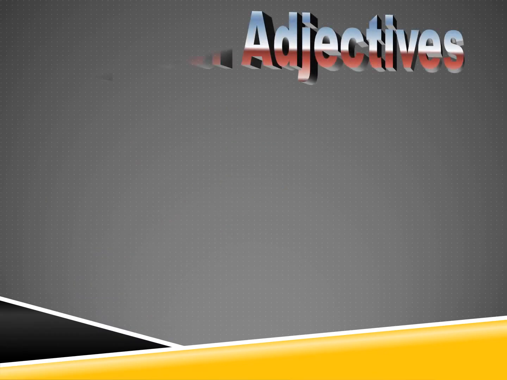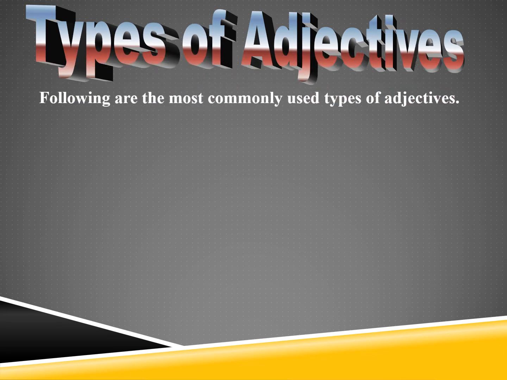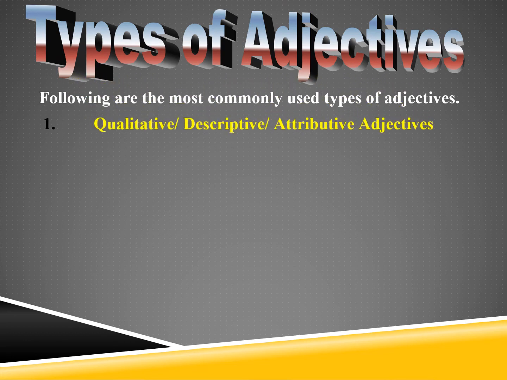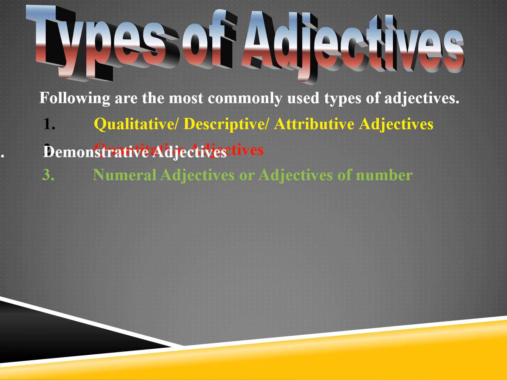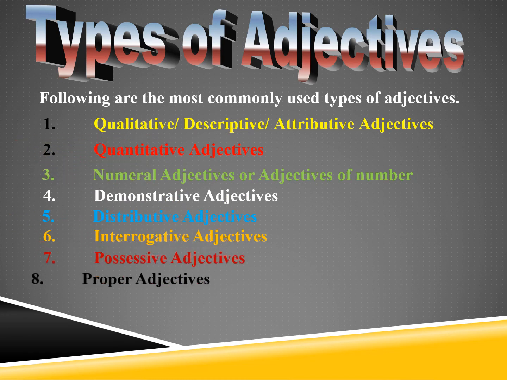Let's move ahead with the types of adjective. Following are the most commonly used types of adjectives. Number 1, qualitative, descriptive, attributive adjectives. Number 2, quantitative adjectives. Number 3, numeral adjectives or adjectives of number. Number 4, demonstrative adjectives. Number 5, distributive adjectives. Number 6, interrogative adjectives. Number 7, possessive adjectives. And number 8, proper adjectives.